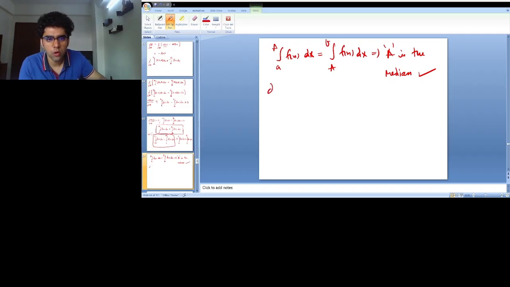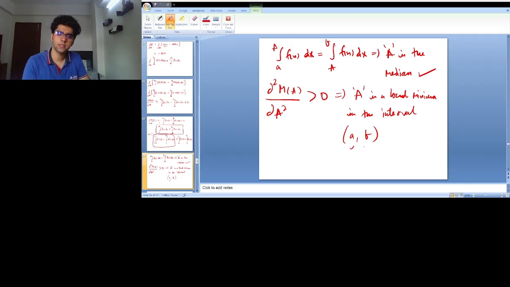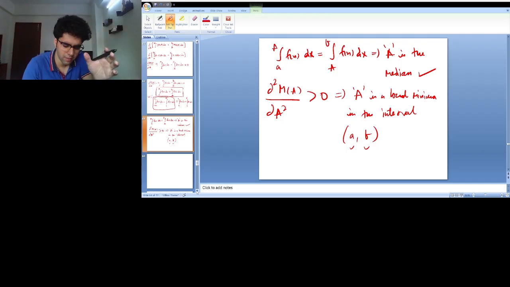So I just need to find del square M(A) by del A square, and if the value of this is greater than 0, then I can conclude that A is a local minima in the interval small a to small b, right? This is my lower limit for x and this is my upper limit for x. I am writing the local minima here. Why? Because we are talking about a fixed interval, right?